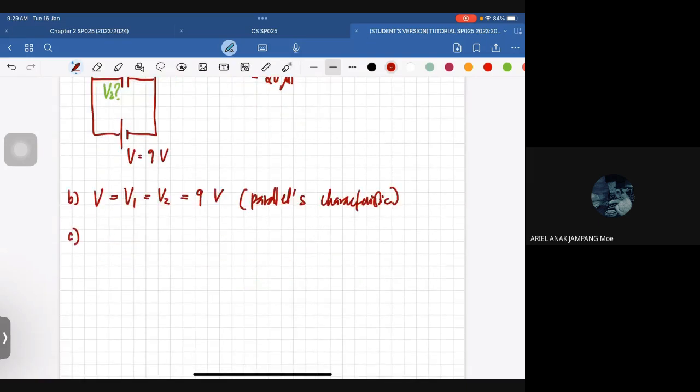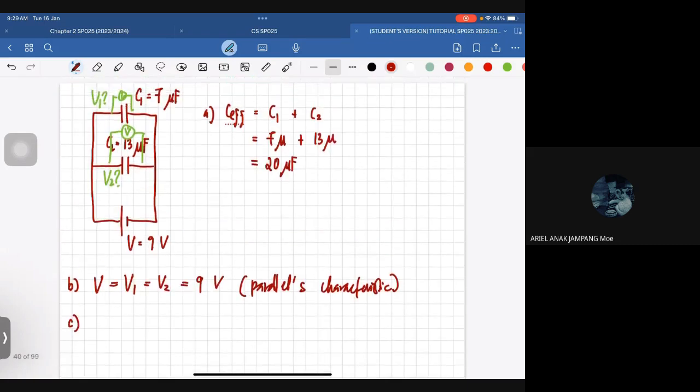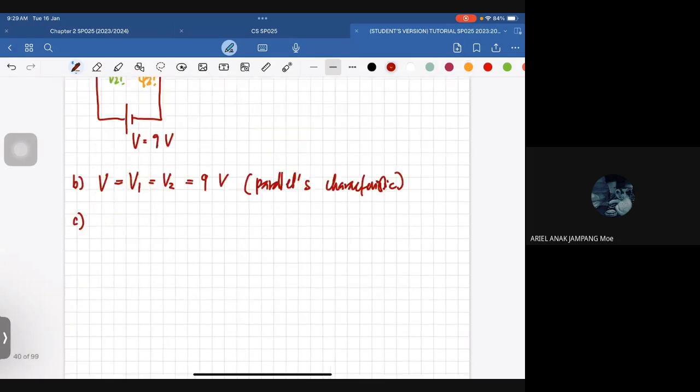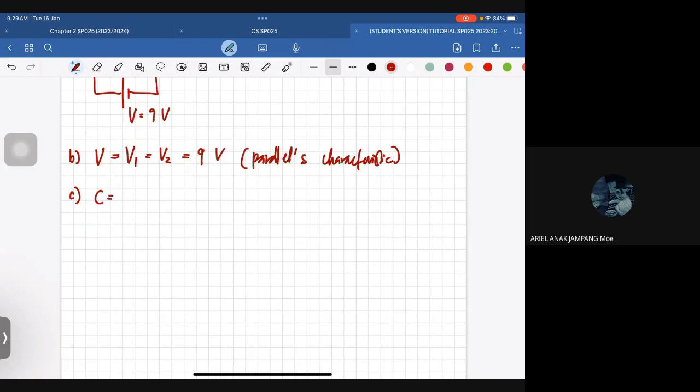Okay, next we have to calculate the charge stored on each capacitor. So the charge stored in each capacitor, kini kita akan cari Q2 berapa, Q1 berapa. So yang ini, kita boleh directly apply formula, which is C equal to Q over V. So kalau kita rearrange untuk charge, this is Q equal to CV. So untuk cari charge 1, kita just darab dengan capacitor 1 dengan voltage across capacitor 1.